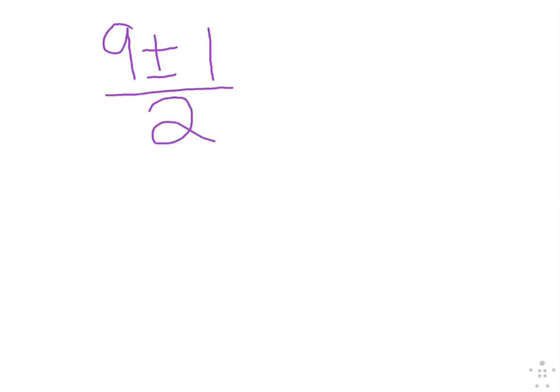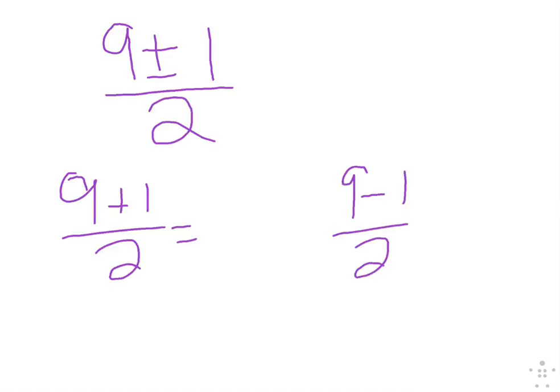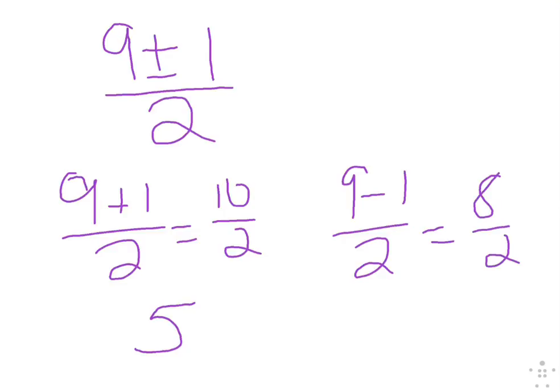So we're going to split it up to the plus and the minus. So 9 plus 1 over 2 and 9 minus 1 over 2. All right, 9 and 1 gives me 10 over 2. What's half of 10? 5. So the first x is 5. 9 minus 1 gives me 8 over 2, and half of 8 is 4. So my answer is x equals 4 or 5.